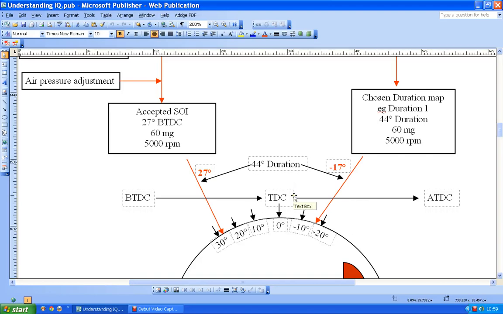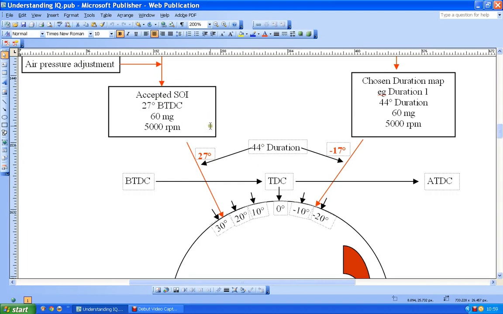Okay, at the end of the last video, I just got to the point where I'd got an accepted start of injection point and I'd got an accepted duration value. So these were the values that I was going to use in the engine, again, I being the ECU.